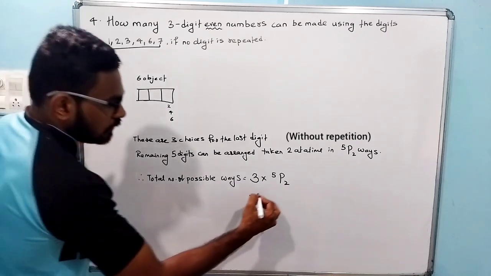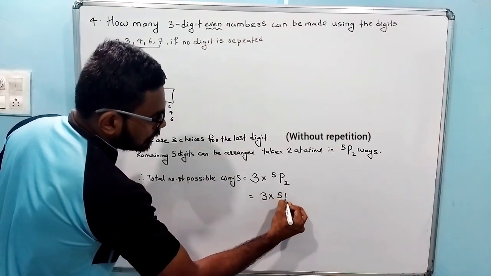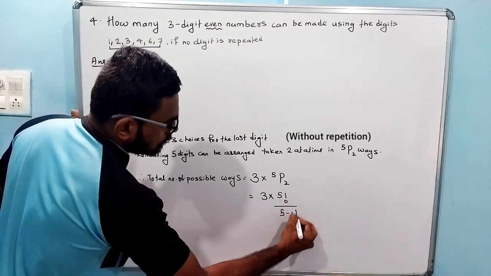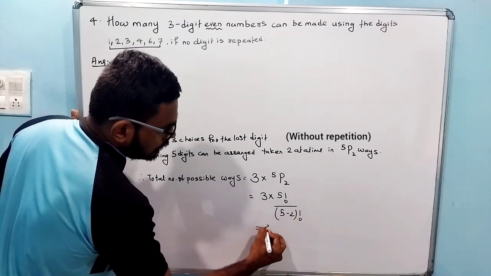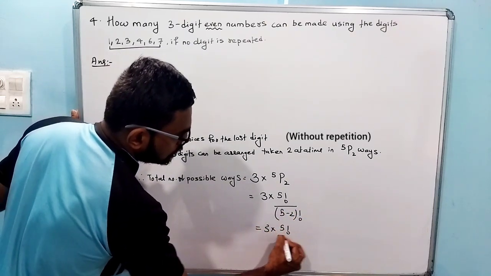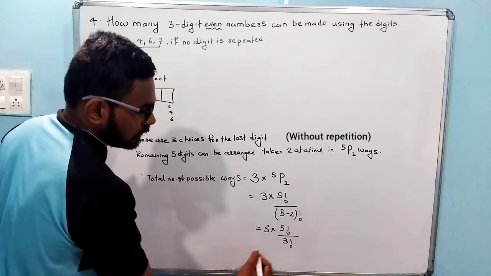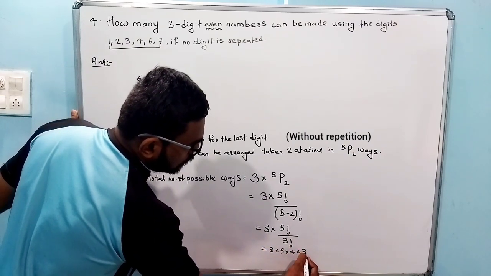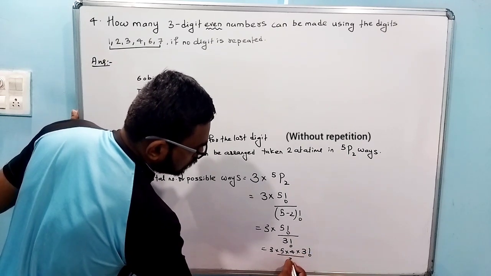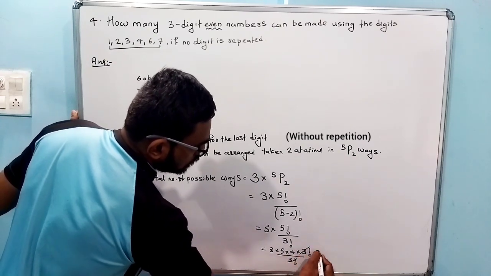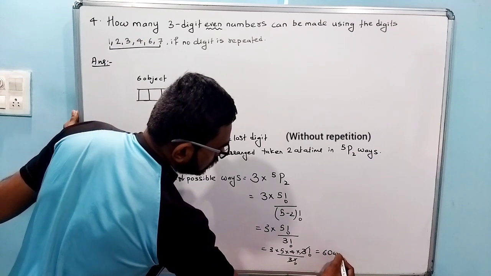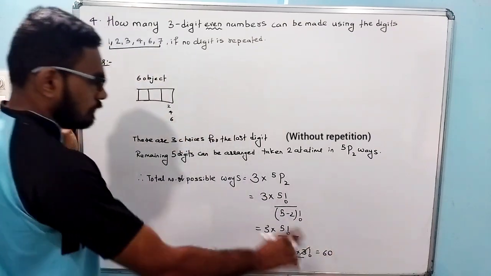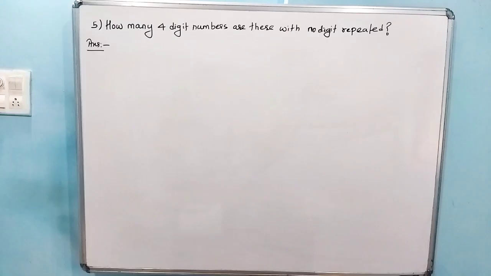So 3 into 5 factorial upon 5 minus 2 factorial, which is 3 into 5 factorial upon 3 factorial, which is 3 into 5, 4, 3 factorial upon 3 factorial. So this is gone, so 60 ways. So the number of possible ways is 60.